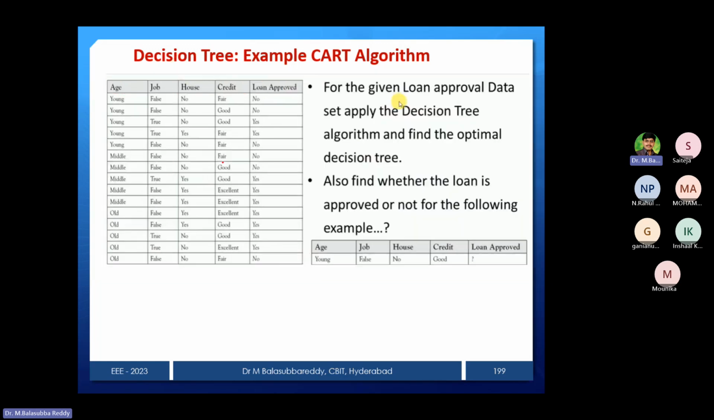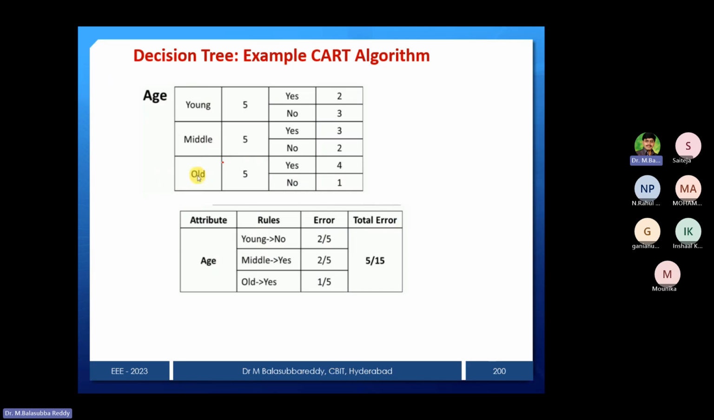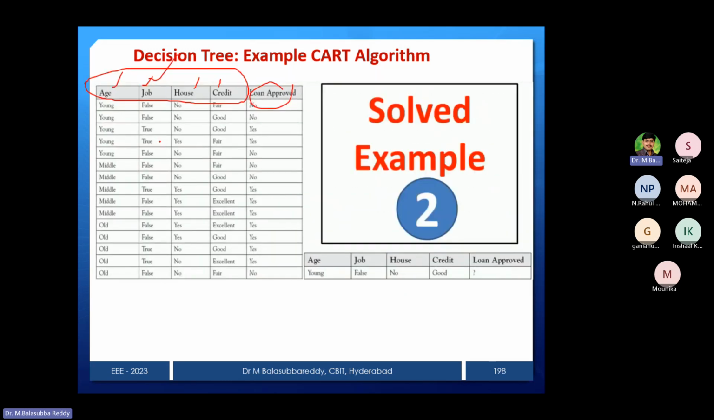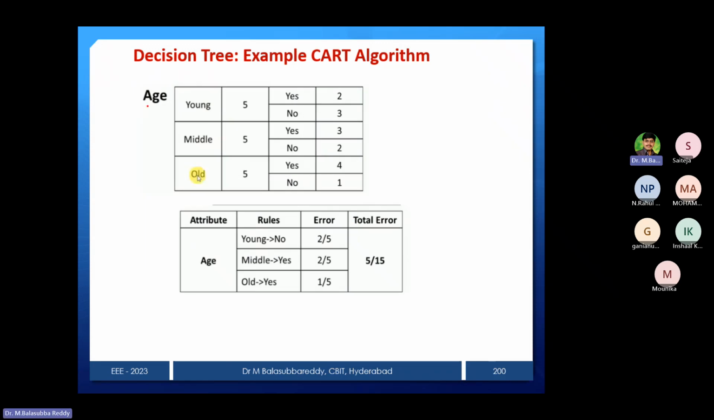This is your target. Now you start with the problem, age. These are the parameters you remember: age, job, house, and credit, these are the 4. So among the 4, you divide first by age. You take age and find the error. How to find the error? In age, we have 3 features: one is young, middle age, and old age.